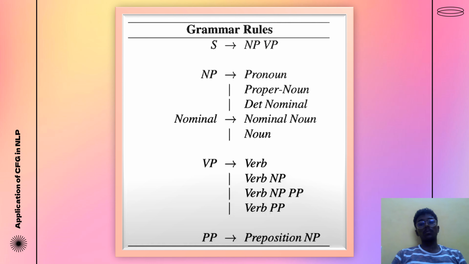When specified properly, the CFG defines a formal language, and thus all sentences that can be derived by the grammar rules specified are part of the formal language. For example, in this, we'll take S as NP and VP, and NP is pronoun, proper noun, det nominal, and nominal is nominal noun, and so on. So now we'll go through an example for this one.